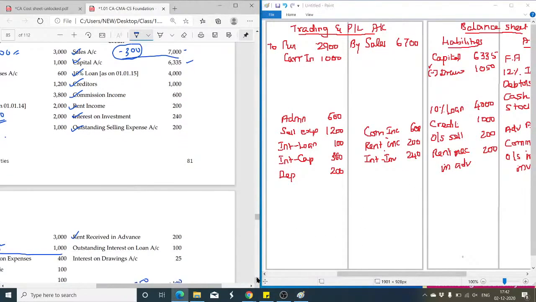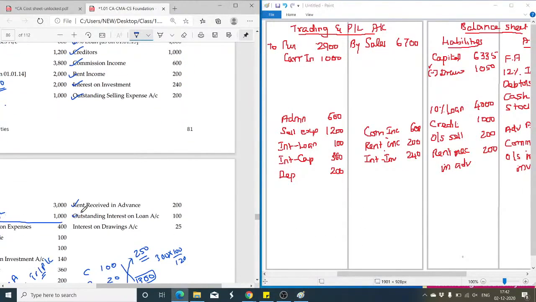Apart from that, we have outstanding interest on loan. Outstanding interest on loan should also come here, liability side. We are liable. Outstanding interest on loan. Is it okay? The value being 100. And interest on drawings.